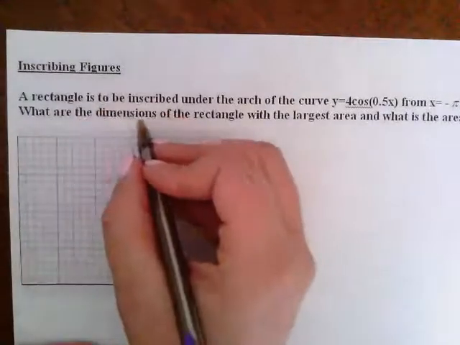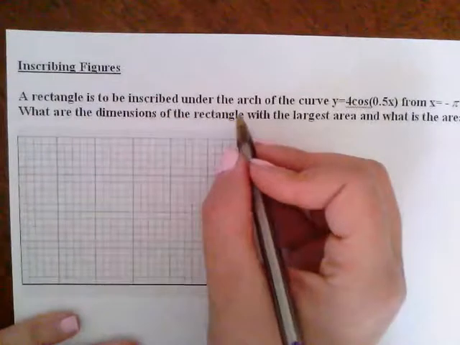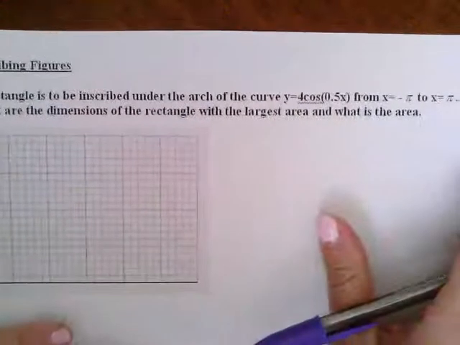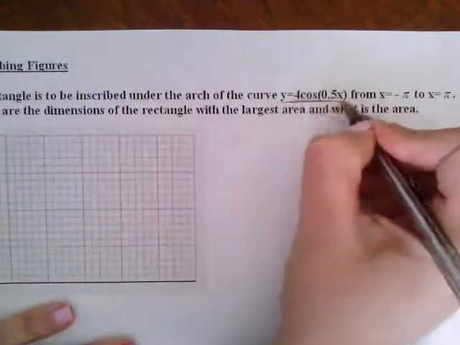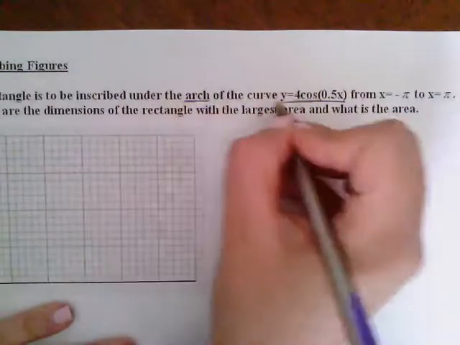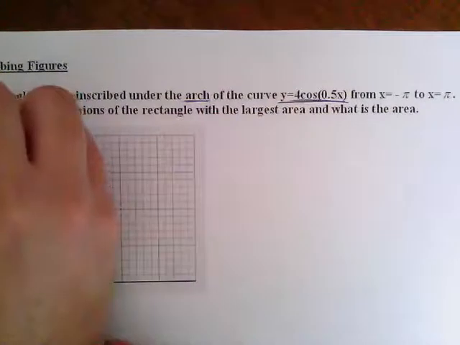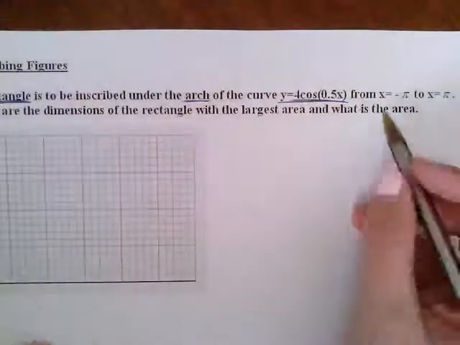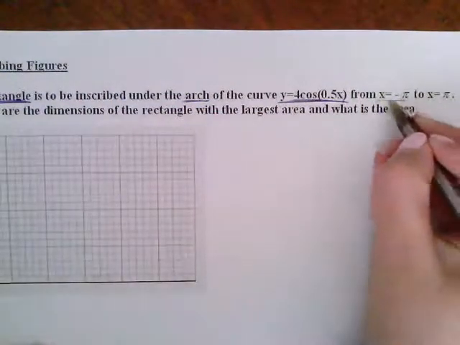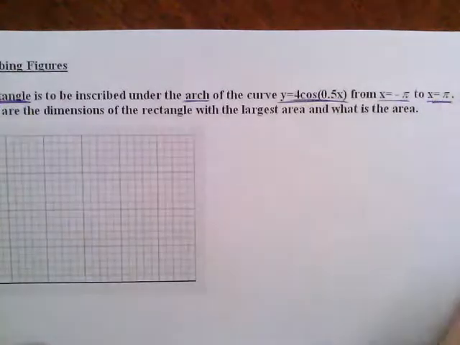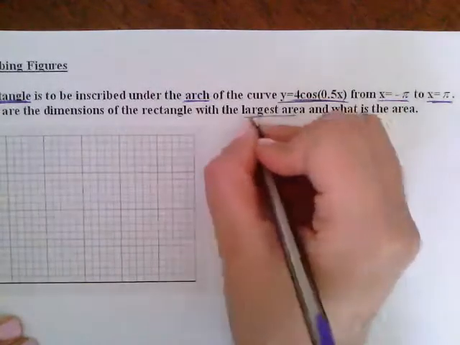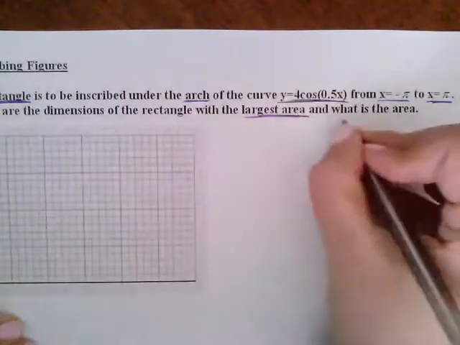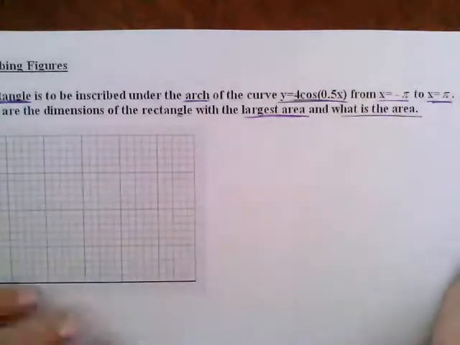So a rectangle is to be inscribed under the arch of a curve, y equals 4 cosine of 0.5x. So this is our arch, and we are inscribing a rectangle from x equals negative pi to x equals pi. What are the dimensions of the rectangle with the largest area? And then it asks, what is the area?